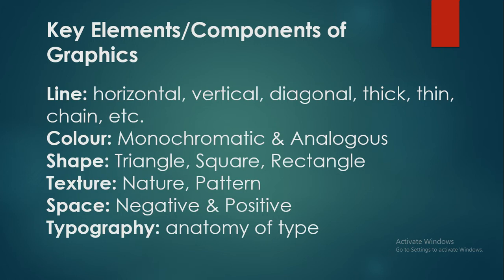The first one is line. We have different types of lines, like we all know: the horizontal line, the vertical line, the diagonal, thick, thin, and chain line.